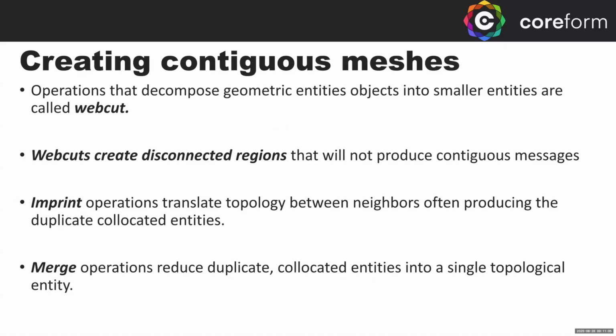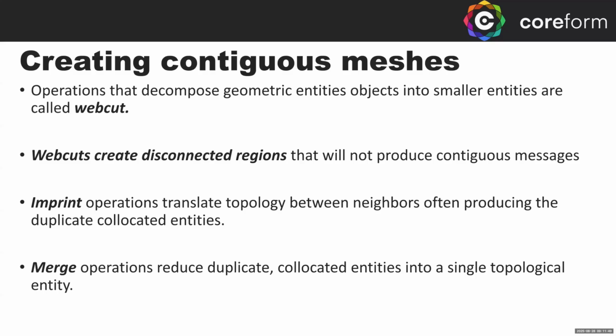The next thing I want to talk about is building contiguous meshes in Coreform Cubit. If you're familiar with other meshing tools, such as those that come along with their solvers, like Abaqus CAE, or maybe ANSYS meshing like ICEM or HyperMesh, they'll all have different ways of building contiguous meshes. In Cubit, we call the operations that decompose a geometry entity a webcut. Those create disconnected regions, and you'll not get contiguous meshes, where the nodes are shared between bodies. So there are two tools that are oftentimes used to create those.